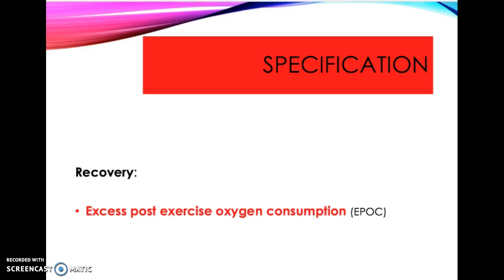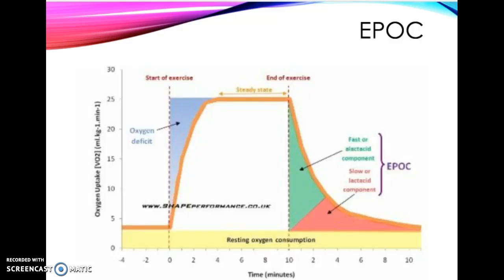EPOC is made up of the fast or alactacid component, which is responsible for resynthesizing ATP and phosphocreatine stores and resaturating myoglobin with oxygen, and the slow or lactacid component, which is responsible for removing lactic acid from skeletal muscles and blood, replenishing glycogen stores, and rebalancing the body's temperature.